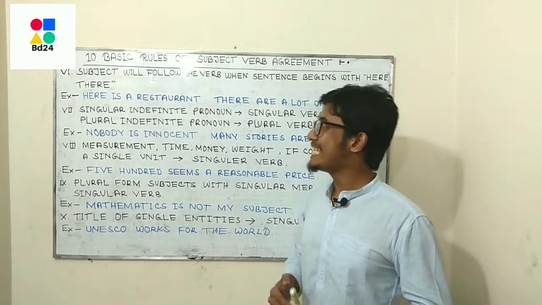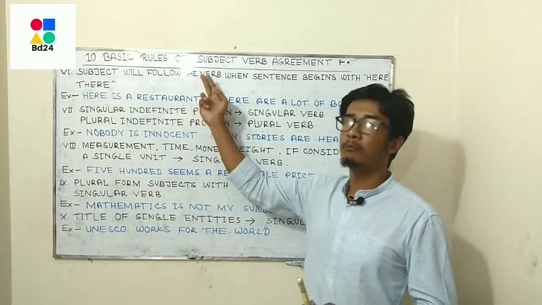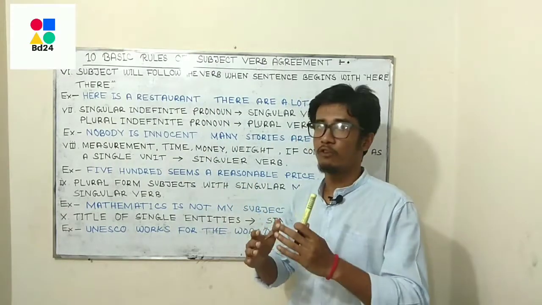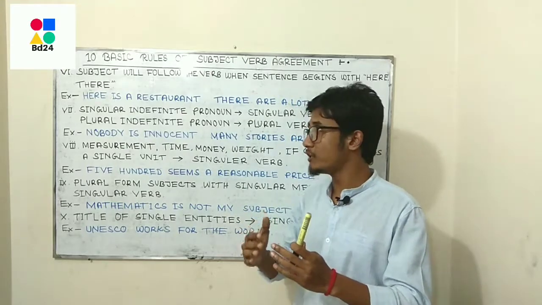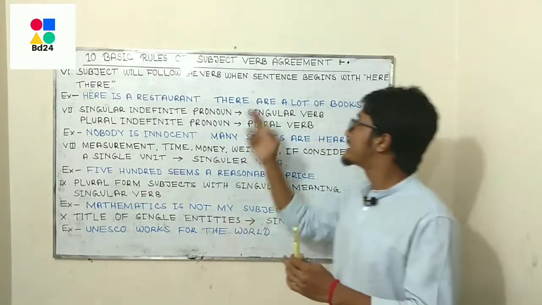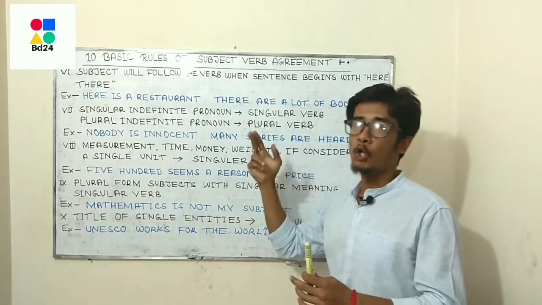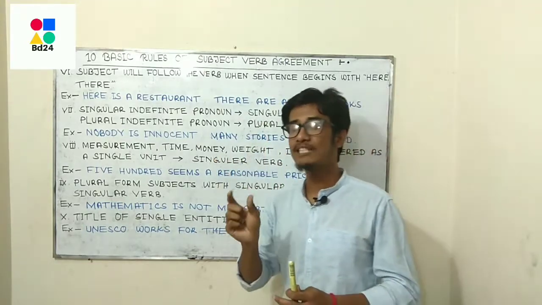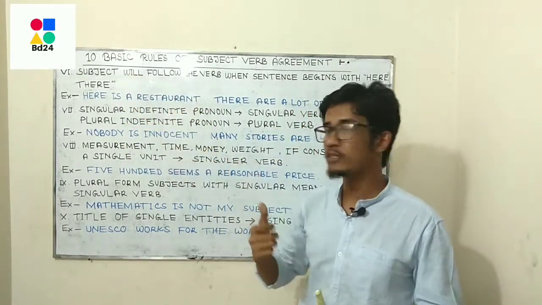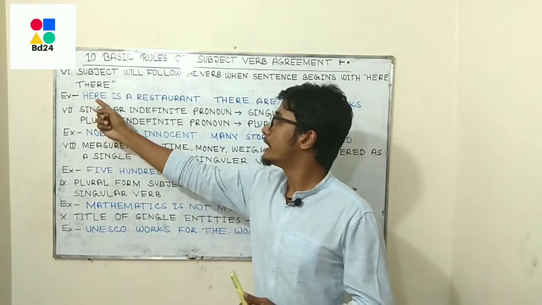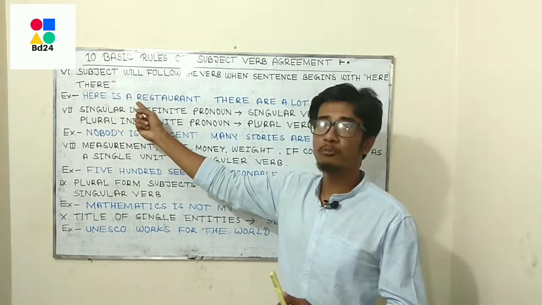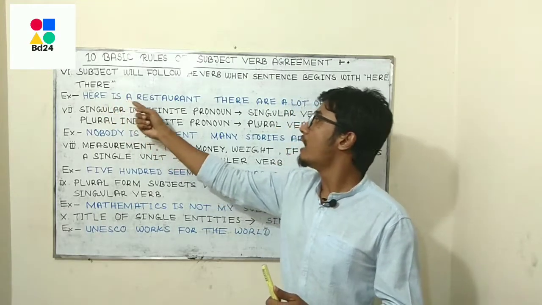Rule number six says that the subject will follow the verb. In our previous class, we learned that the verb follows the subject. But here we are learning a new thing: the subject will also follow the verb when the sentence begins with "here" or "there." So if a sentence begins with "here" or "there," then the subject will follow the verb. Let me show you some examples. The first example: "Here is." The verb is singular, so the subject will also be singular. Here is a restaurant.